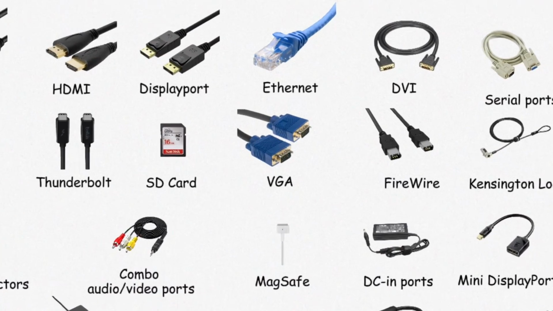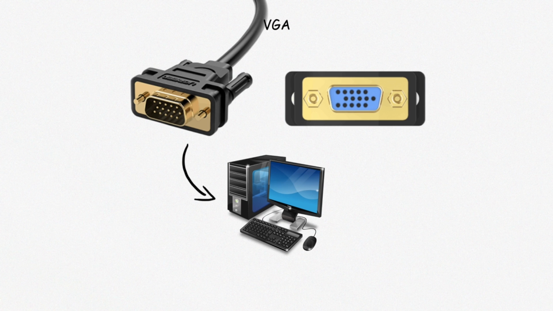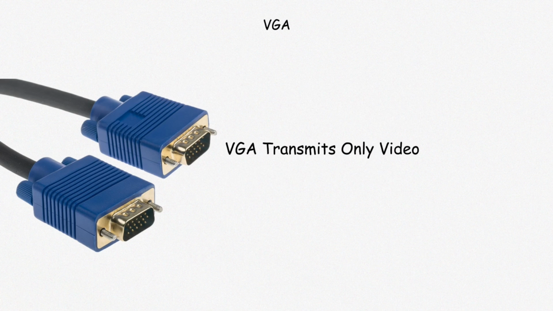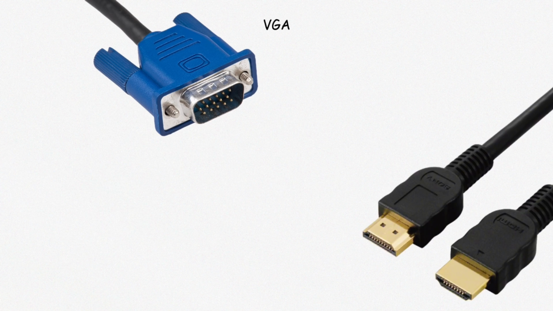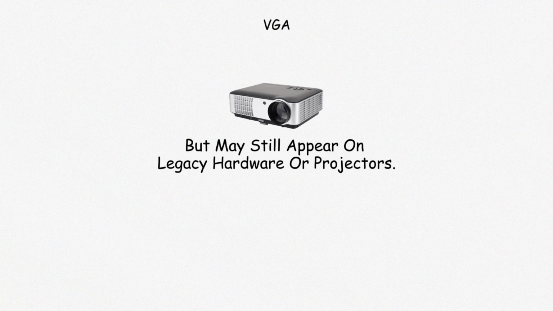VGA ports are analog video connectors, once standard on older computers and monitors. VGA stands for Video Graphics Array. It has 15 pins arranged in 3 rows and typically has a blue color. VGA transmits only video, not audio. It supports resolutions up to 1080p, but lacks sharpness compared to digital ports like HDMI or DisplayPort. Signal quality can degrade over long cables or with interference. VGA is largely obsolete, but may still appear on legacy hardware or projectors.